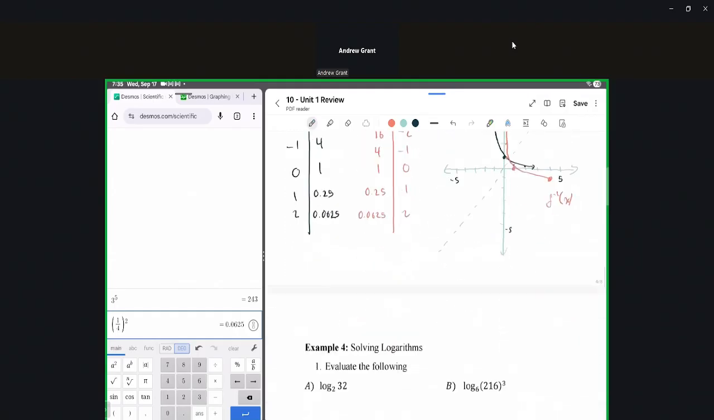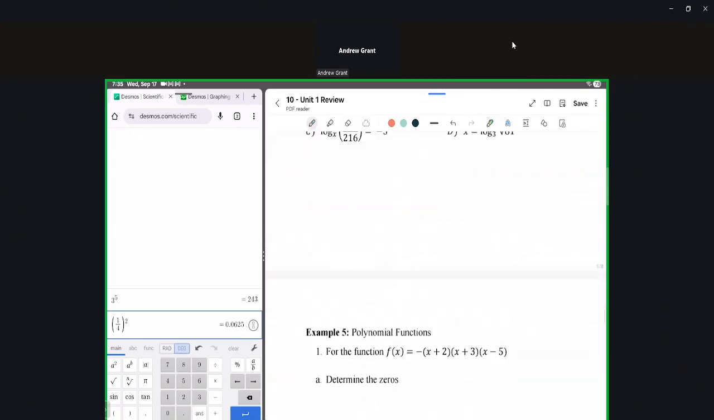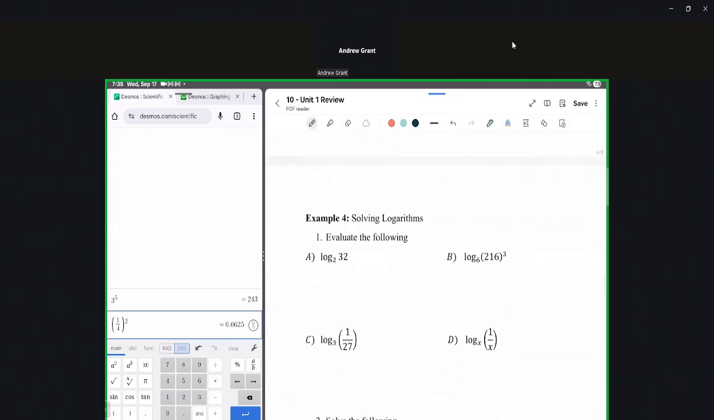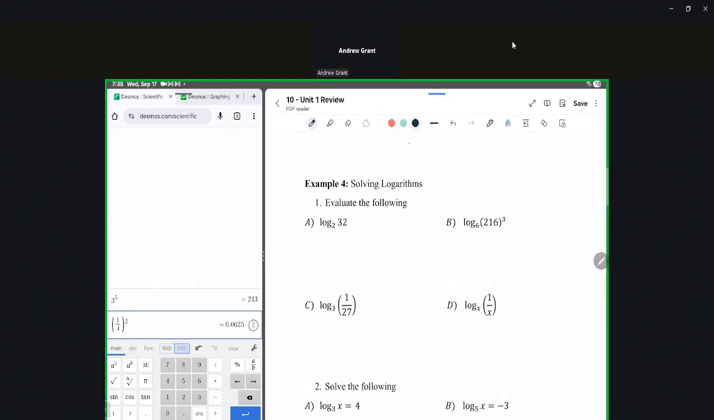Okay, let's continue on. Example 4 was solving logarithms, and when I say solve, I mean solve/evaluate logarithms. Example 1 has us evaluate. Evaluate means that we're not trying to solve for an x value, we're just trying to simplify it down. Evaluate could also just mean something as simple as 2 to the power of 5 is 32, meaning determine the calculator answer. Okay, so log base 2 of 32.